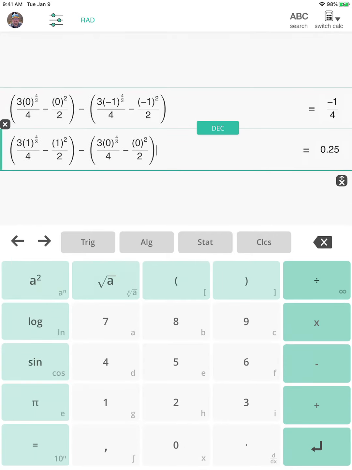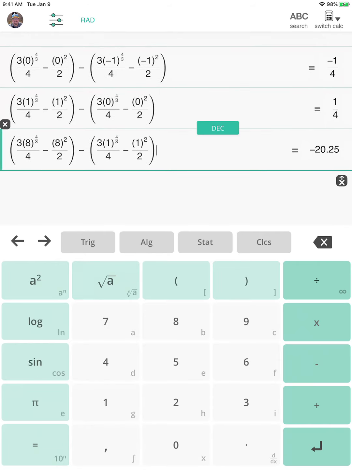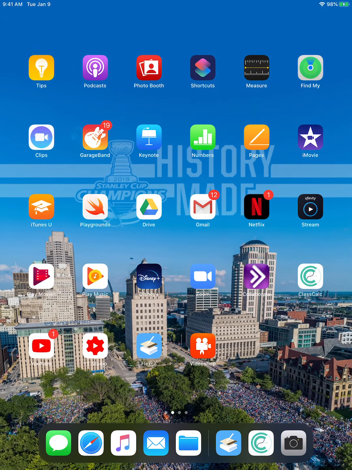Okay, so that's +1/4. Now notice, if I just added those together normally, they would cancel each other out, which is the problem we have with finding areas by simply finding the definite integral. And then if I do the same thing again, but this time I have an 8 here and an 8 here, a 1 here, and a 1 here, then I get -81/4.